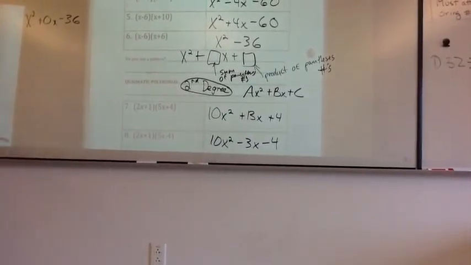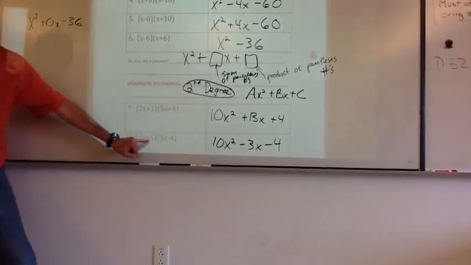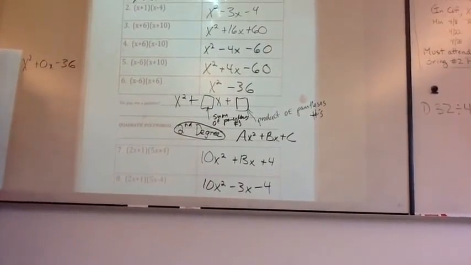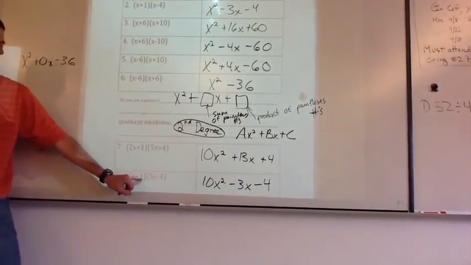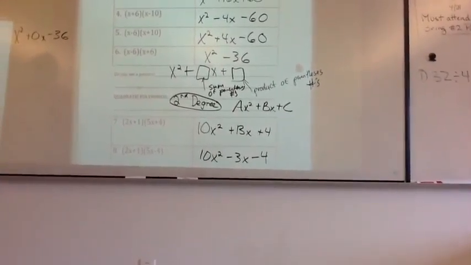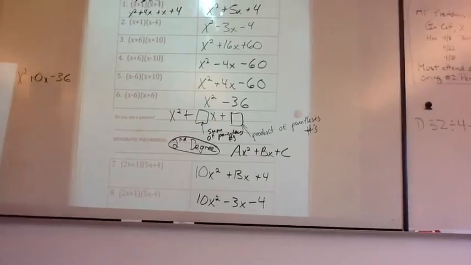In example 8, 2 and 5, no surprise about the 10. 1 and negative 4, no surprise about a negative 4. A little surprising, negative 3. Again, 2, 1, 5, minus 4. It's not clear why that turns into a negative 3. We'll have to come back to that. Page 3.